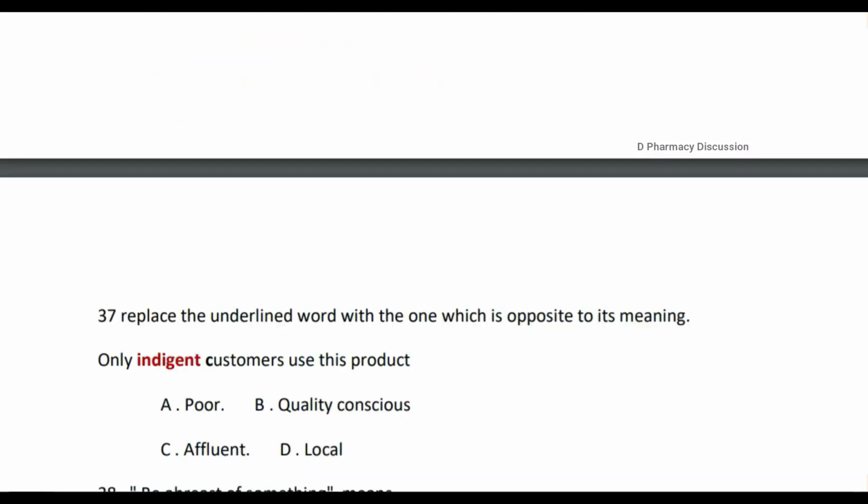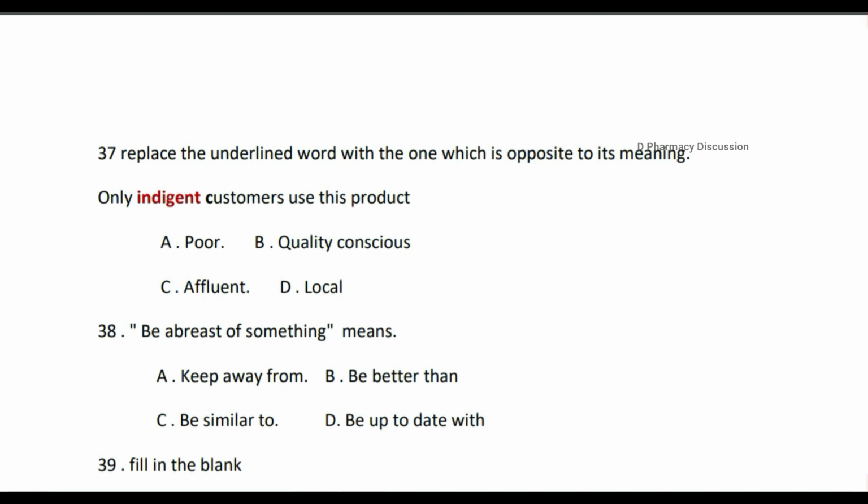37. Replace the underlined word with one which is opposite to its meaning. Only indigent customers use this product. Here the underlined word is indigent. Then the options are A, poor, B, quality conscious, C, affluent, D, local. Correct answer is option C, affluent.